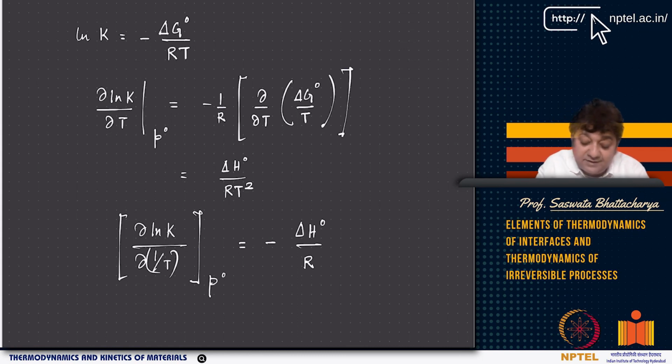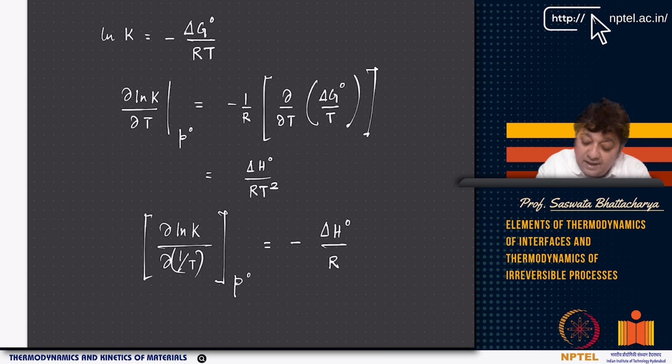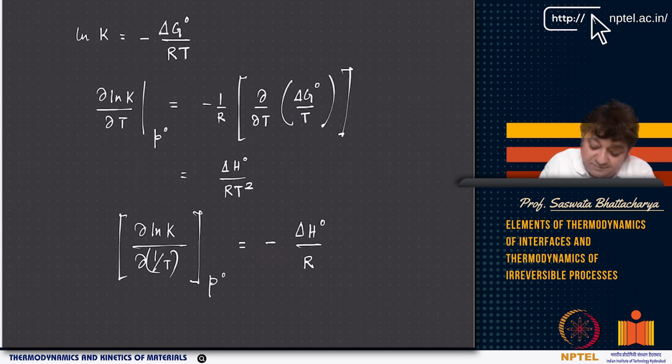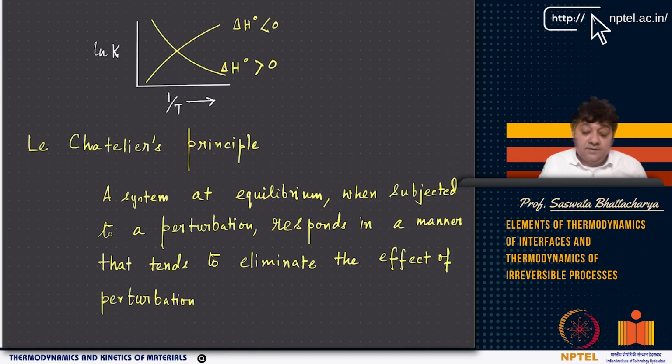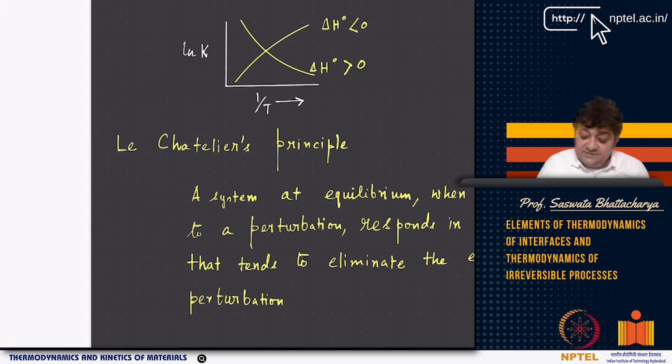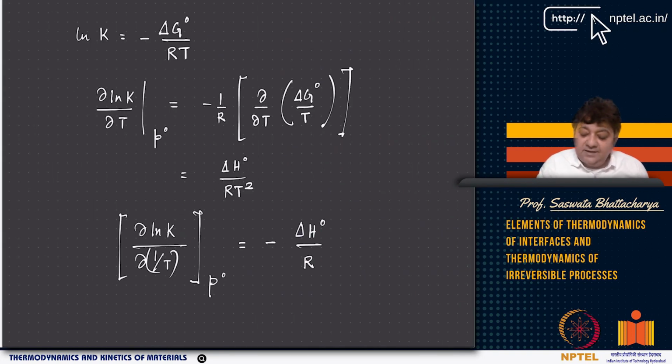So del ln K del 1 by T, because you have del ln K del T, and this becomes delta H0 by RT square. Now if I take T square to this side, del 1 by T is nothing but minus 1 by T squared, and there is a minus sign. So 1 by T square is there, and as a result, this entire thing is nothing but minus delta H0 by R. Now del ln K del 1 by T at constant pressure P naught is equal to minus delta H0 by R.